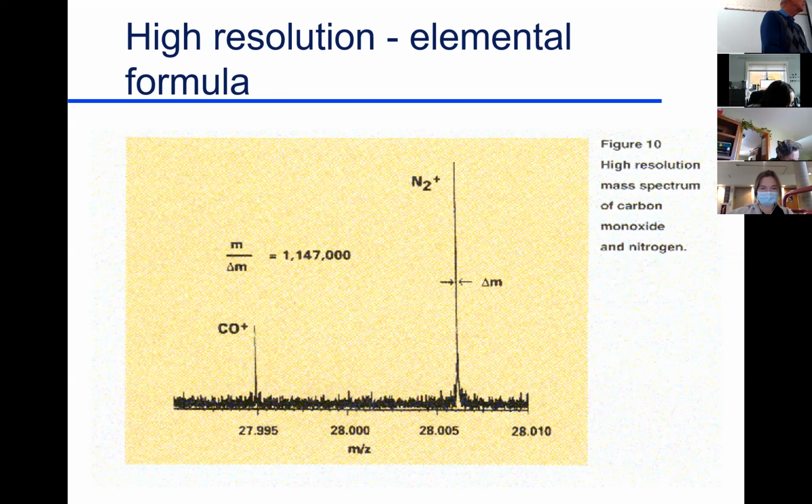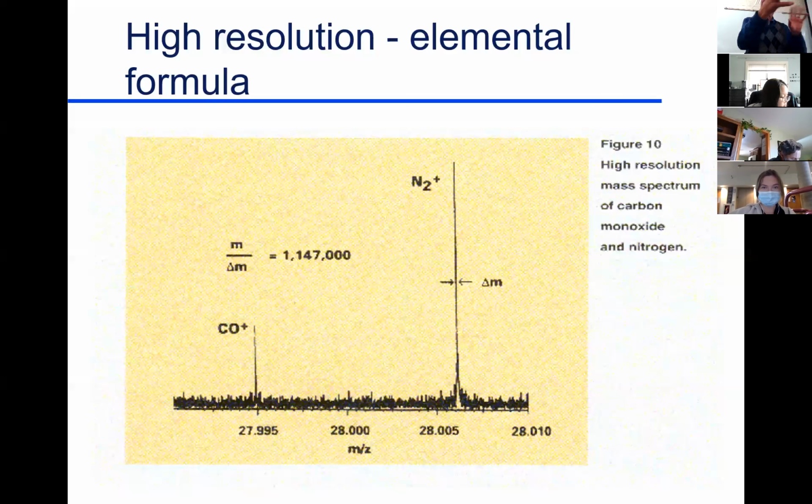And so high resolution has given us elemental information. What are the atoms that have been put together to give you that mass? So another really strong, powerful part of this instrument is to have exact mass elemental composition. It doesn't tell you how those pieces got put together, but it tells you what those pieces are from an elemental standpoint.